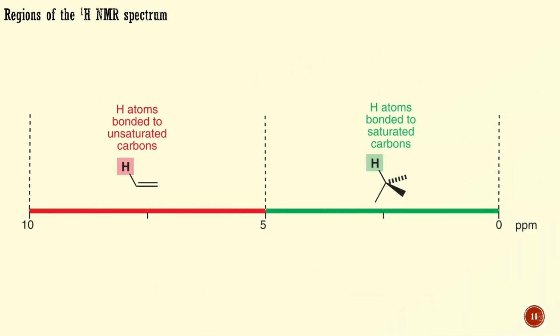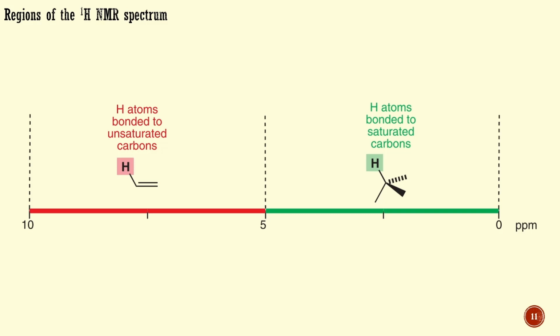We can also divide up the proton NMR spectrum into regions that parallel the regions of the carbon NMR spectrum. Hydrogen atoms bonded to saturated carbon atoms appear in the right-hand, more shielded region of the spectrum, while those bonded to unsaturated carbon atoms, alkenes, arenes, or carbonyl groups, appear in the left-hand, less shielded region between 10 and 5 ppm.